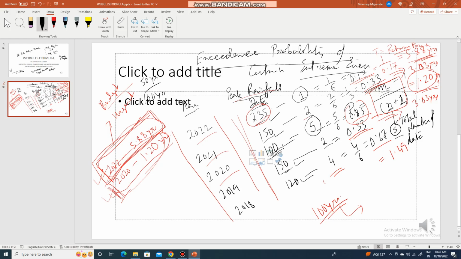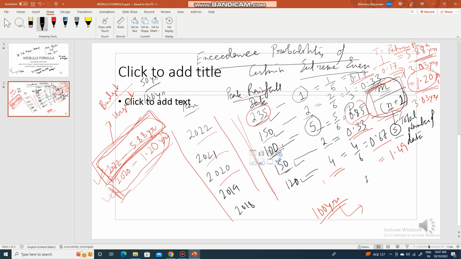Now, after doing these 2 steps, that means first arranging the events in descending order of magnitude and assigning an order or rank to each of them, we apply this formula. This is the Weibull's plotting position formula. So what is that formula? M by n plus 1.